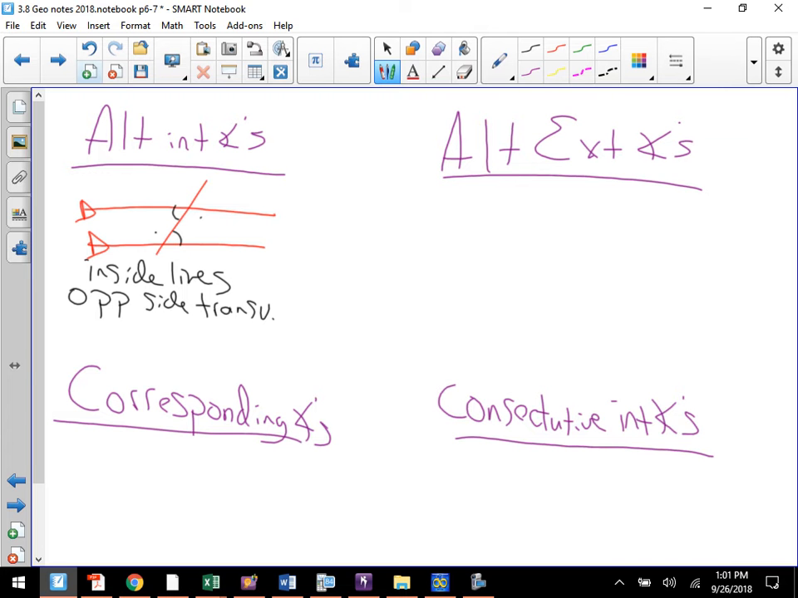What's the difference between alternate interior and alternate exterior? It's on the outside, very good. Hence the word exterior. Right? Did you need a pencil to ask for again today? Okay, just making sure.